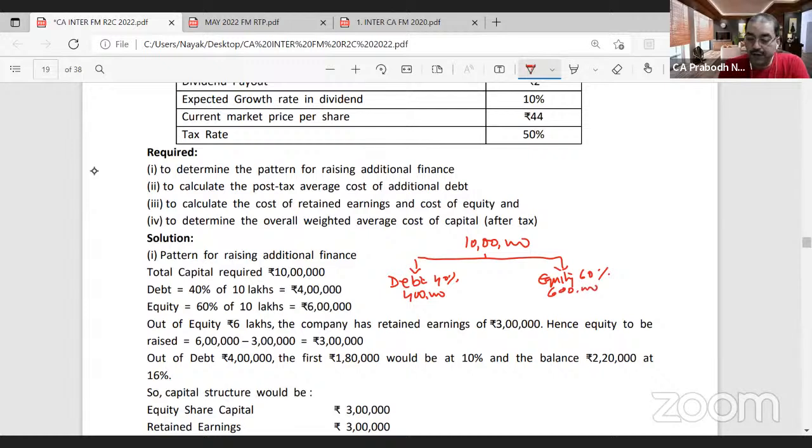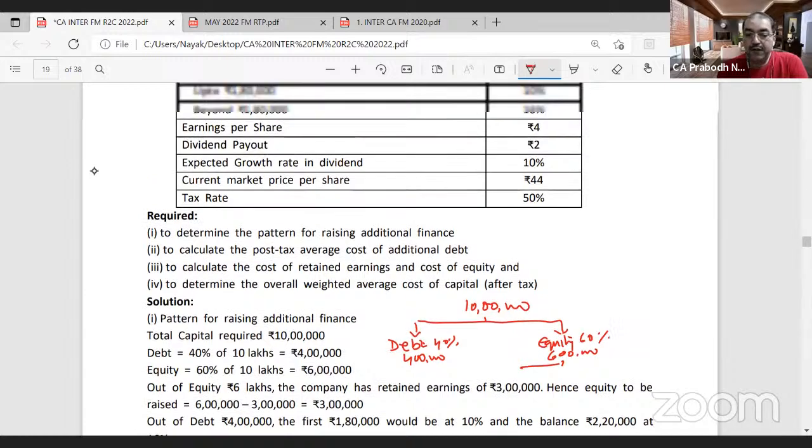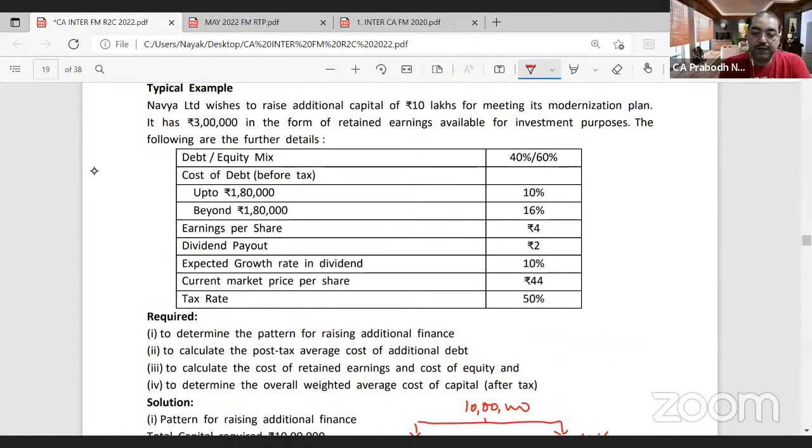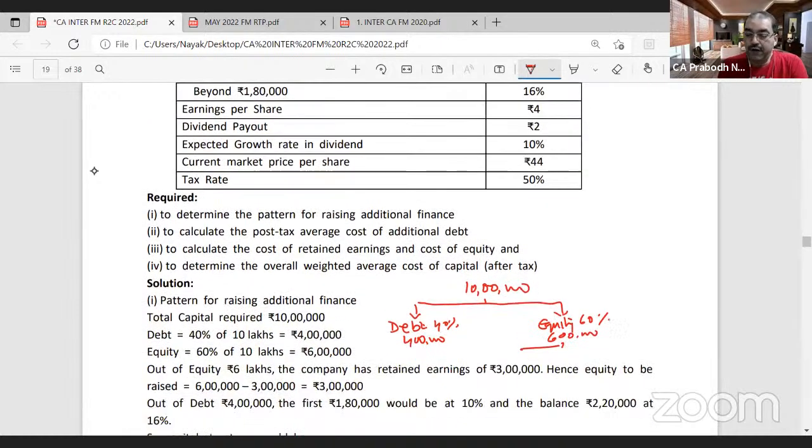And then show the breakup of 6 lakhs. The company already has retained earnings, given in the form of 3 lakhs. So out of that 6 lakhs, 3 lakhs is retained earnings. The balance 3 lakhs which is required is going to come in the form of equity shares. So instead of writing statements like this, you can just show the classification. For you also, it becomes clear how much is debt, how much is equity, how much is already existing with us, and how much we have to raise. Or you can write it in statement form.